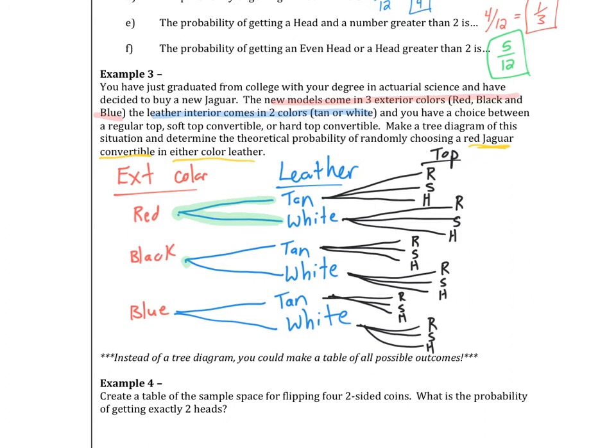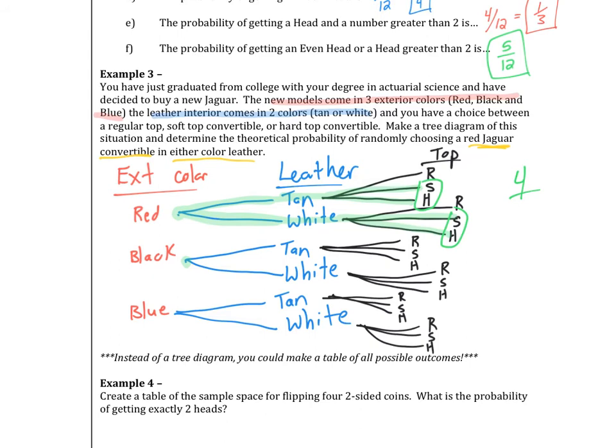So it could be red and tan with a soft convertible top. It could be red, tan with a hard convertible top. It could be red, white leather with a soft convertible top, and red, white leather with a hard convertible top. So the possible ones are right here. There's 4 possible outcomes, 4 favorable outcomes. Okay, the 4 favorable outcomes are circled.